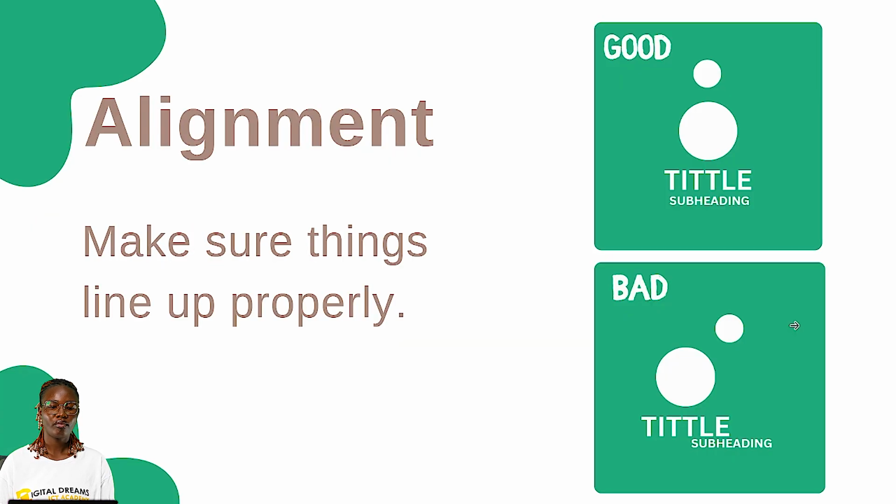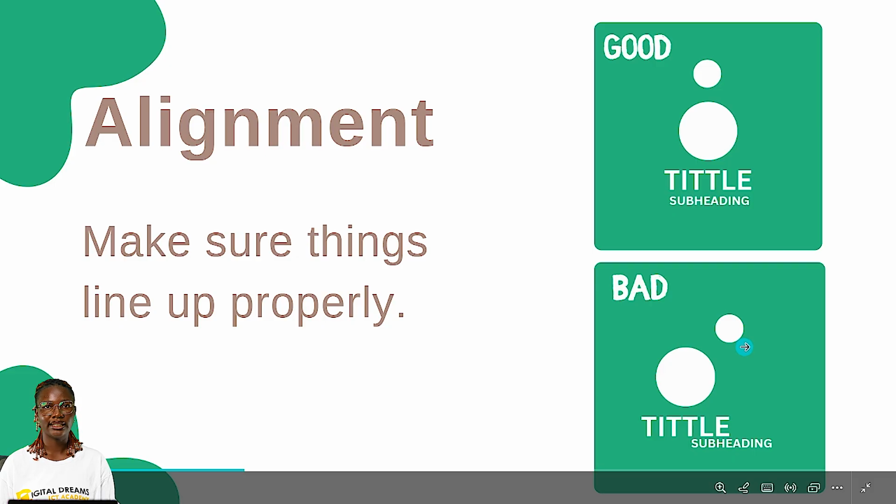Then the next one is alignment. Alignment is making sure things line up properly. In alignment, we have left alignment, right alignment, and center alignment. This illustration here is talking about center alignment. You see how everything is aligned in the center and it looks clean.